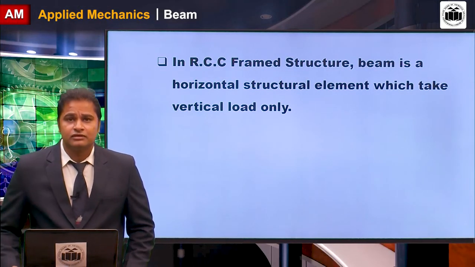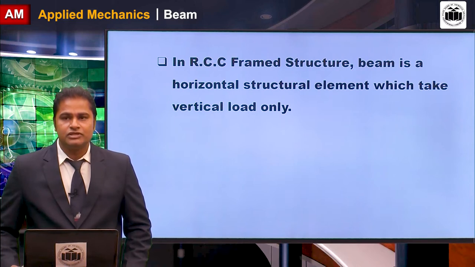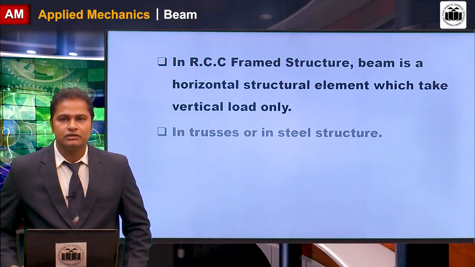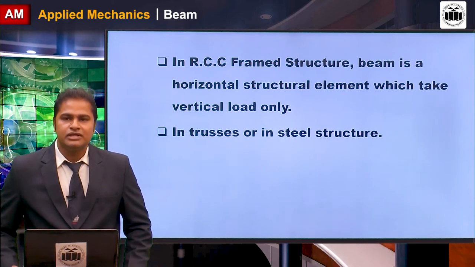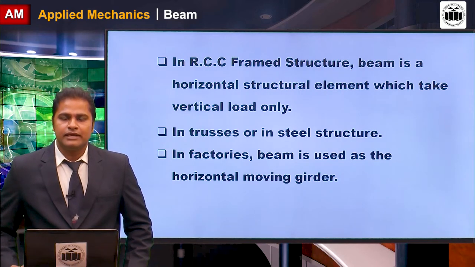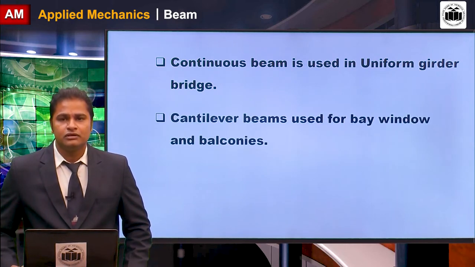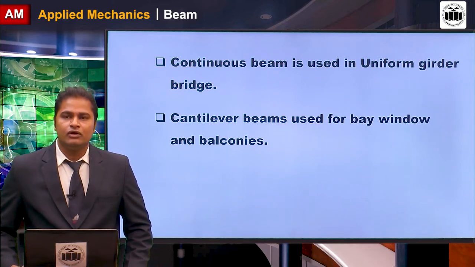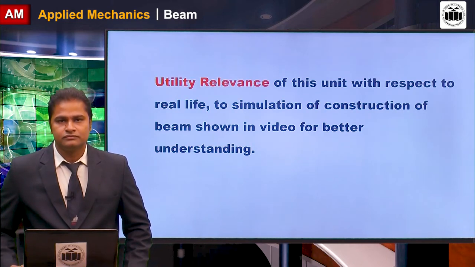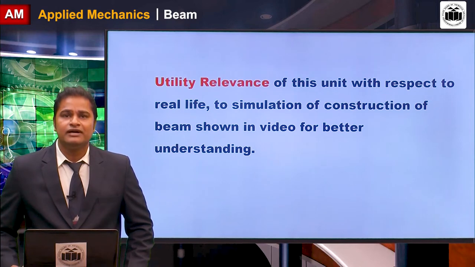Utility relevance. In RCC frame structure, the beam is the horizontal structural element which takes the vertical load only. The second, the beam is used in trusses or in a steel structure as a tension member. Next, in factories, the beam is used as a horizontal moving girder. Continuous beam is used in uniform girder bridge. Cantilever beam is used for bay window and the balconies. Utility relevance of this unit with respect to real life.